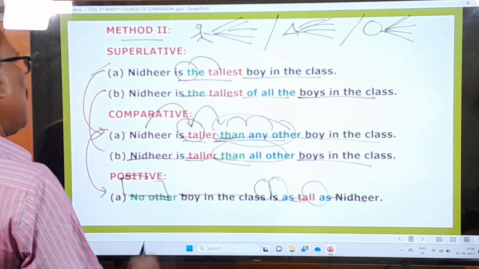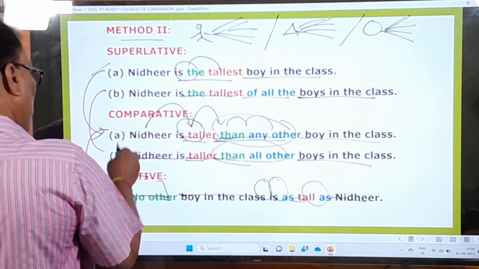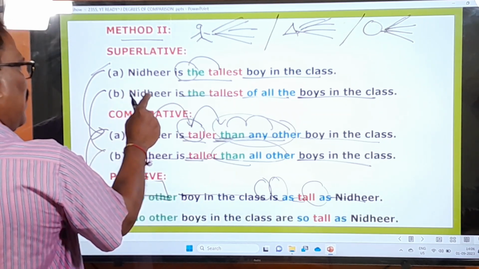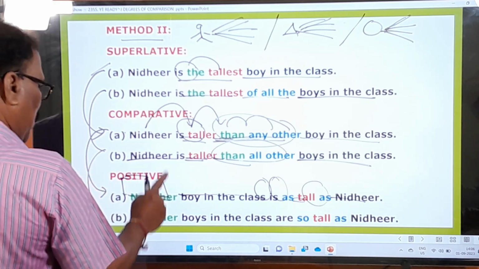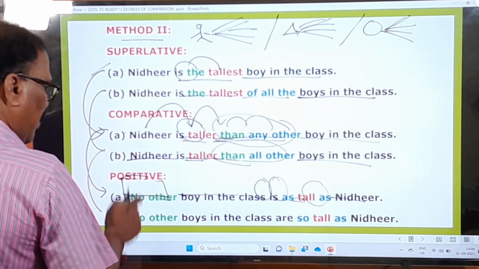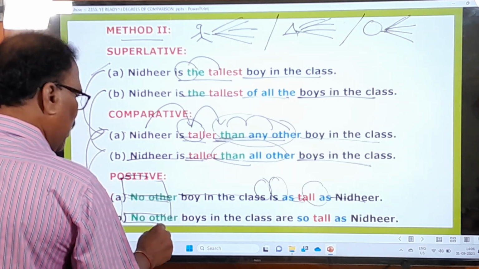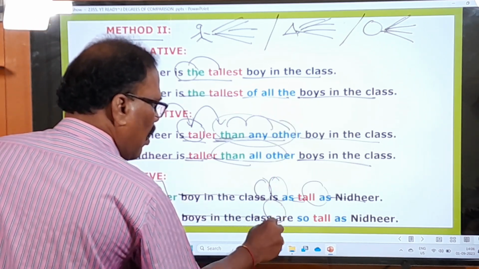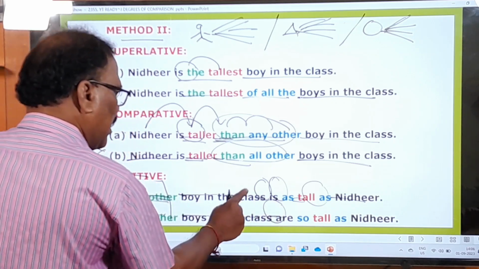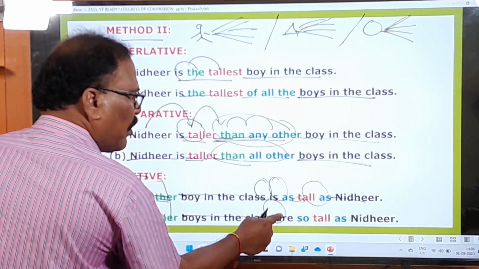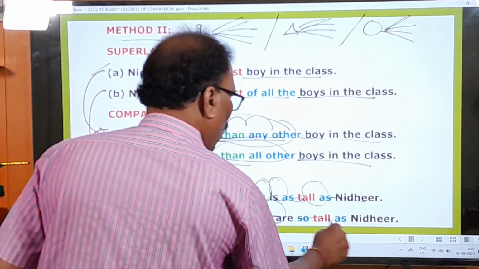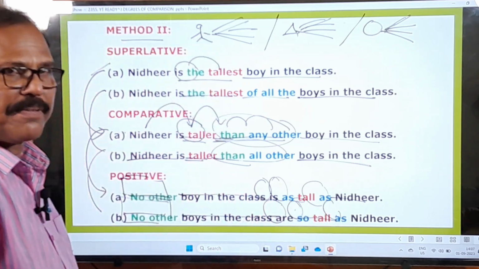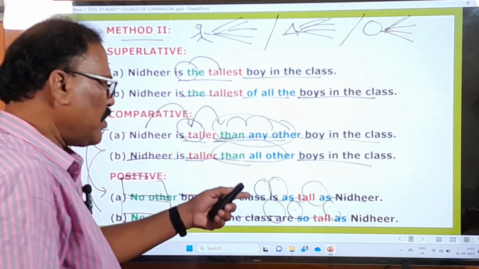And suppose if the sentence is given in this style, then what should be the positive degree? Let us see that. If it is given in this way, comparative is in this way, and positive is in this way. So no other, you write this no other, and plural one is there, that remaining sentence you have to write here. This is singular, boy in the class is singular, boys in the class are plural. So after that, here tall, you can use as or so as also you can use.